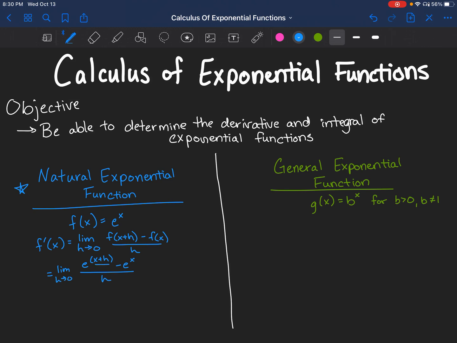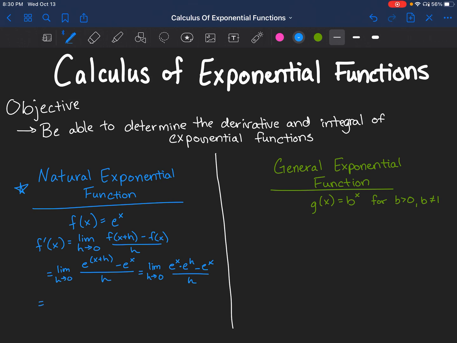Now, important thing to remember here is whenever you are adding inside of an exponent, this is the same thing as multiplying the two bases together. So I'm going to rewrite this: the limit as h approaches 0 of e to the x times e to the h minus e to the x, all divided by h. So all I did was split up this added exponent into a multiplication of the bases, e to the x times e to the h.